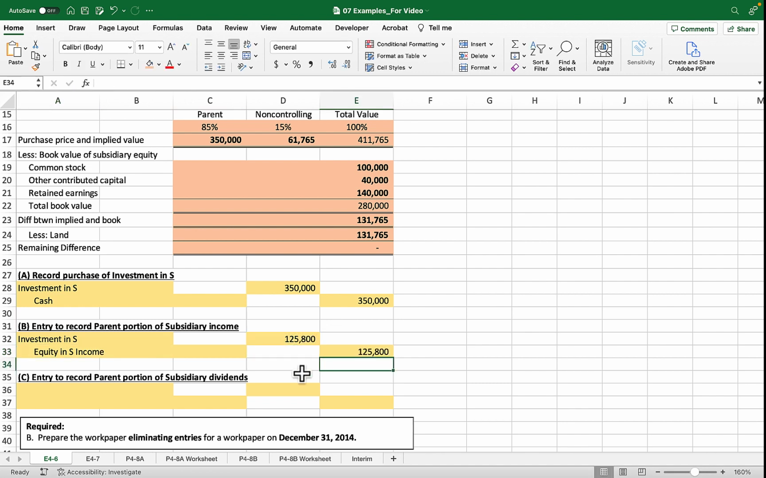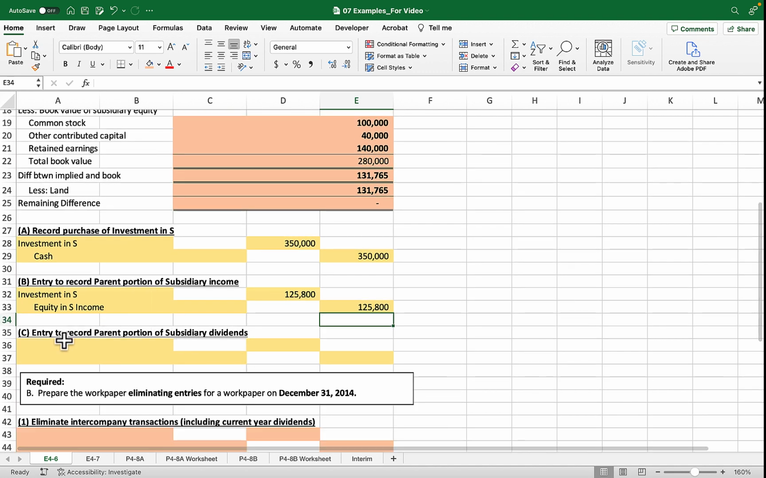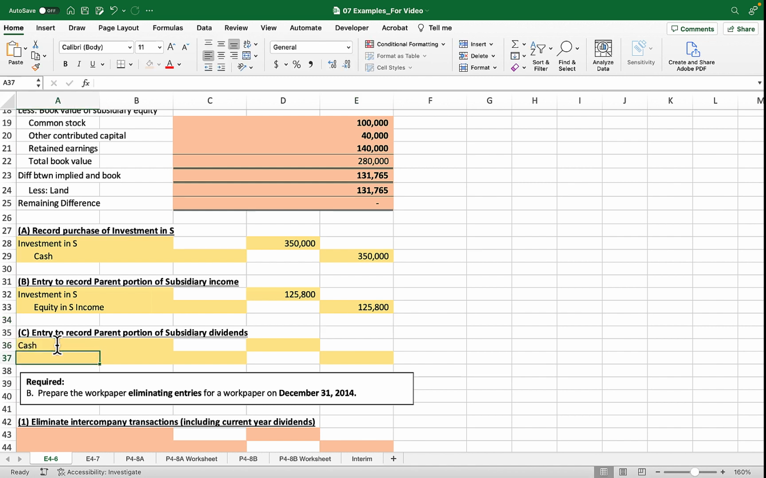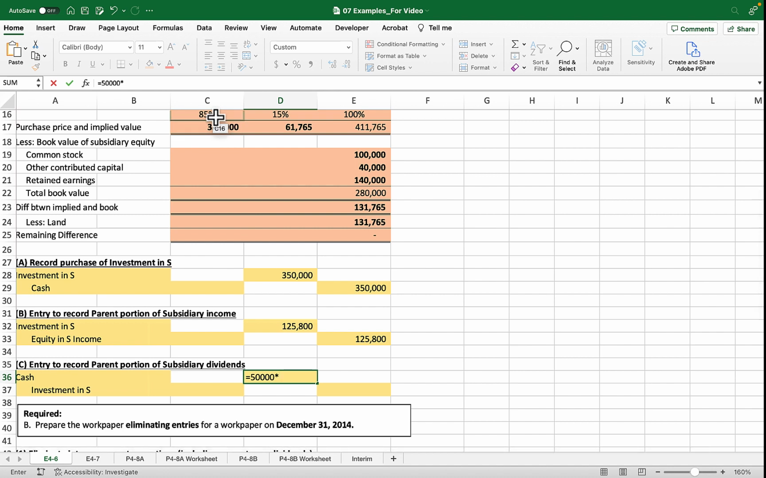Then the other time we do an entry for the equity method is when our subsidiary pays out dividends. So our subsidiary did pay out dividends. So that's going to be cash that is received. We're going to go out to the mailbox and we're going to see a check in the mail. We're going to cash it. And then the question is, where do we record the offset? Under the equity method, we treat this as a return of our investment, and so that's going to decrease investment in S. They paid out dividends of $50,000. And 85% of those would have come to us as the majority shareholder.